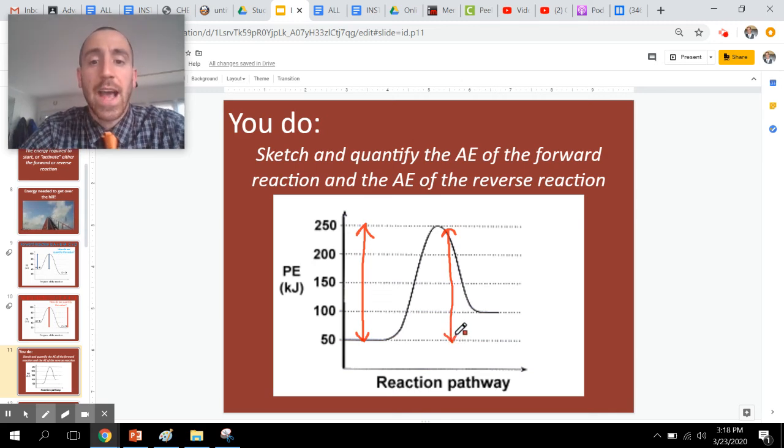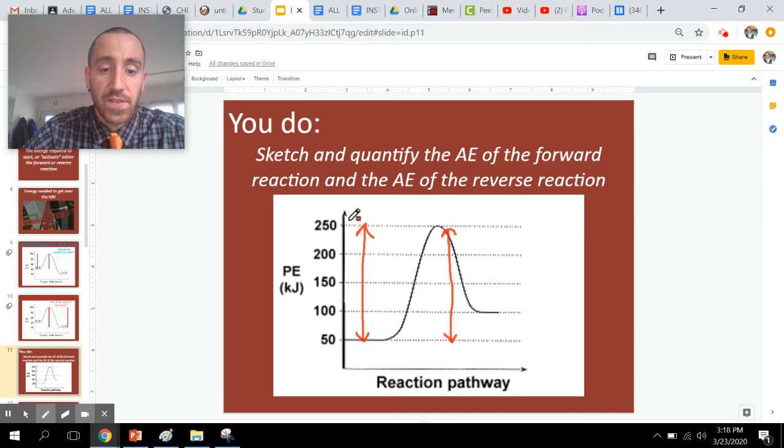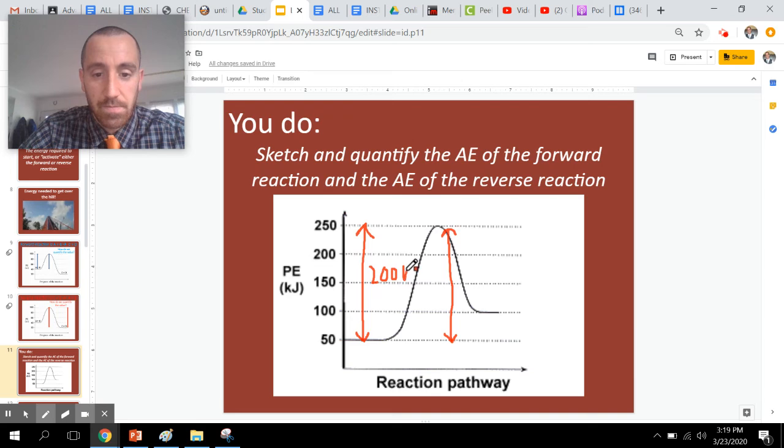So there's my arrow, my activation energy of the forward reaction. What is its value? Well, take the bigger number, 250 minus 50, it'll be 200. So it's 200 kilojoules. It takes 200 kilojoules of energy to get this forward reaction to go. I will write the label. It takes 200 kilojoules to get this reaction to go.